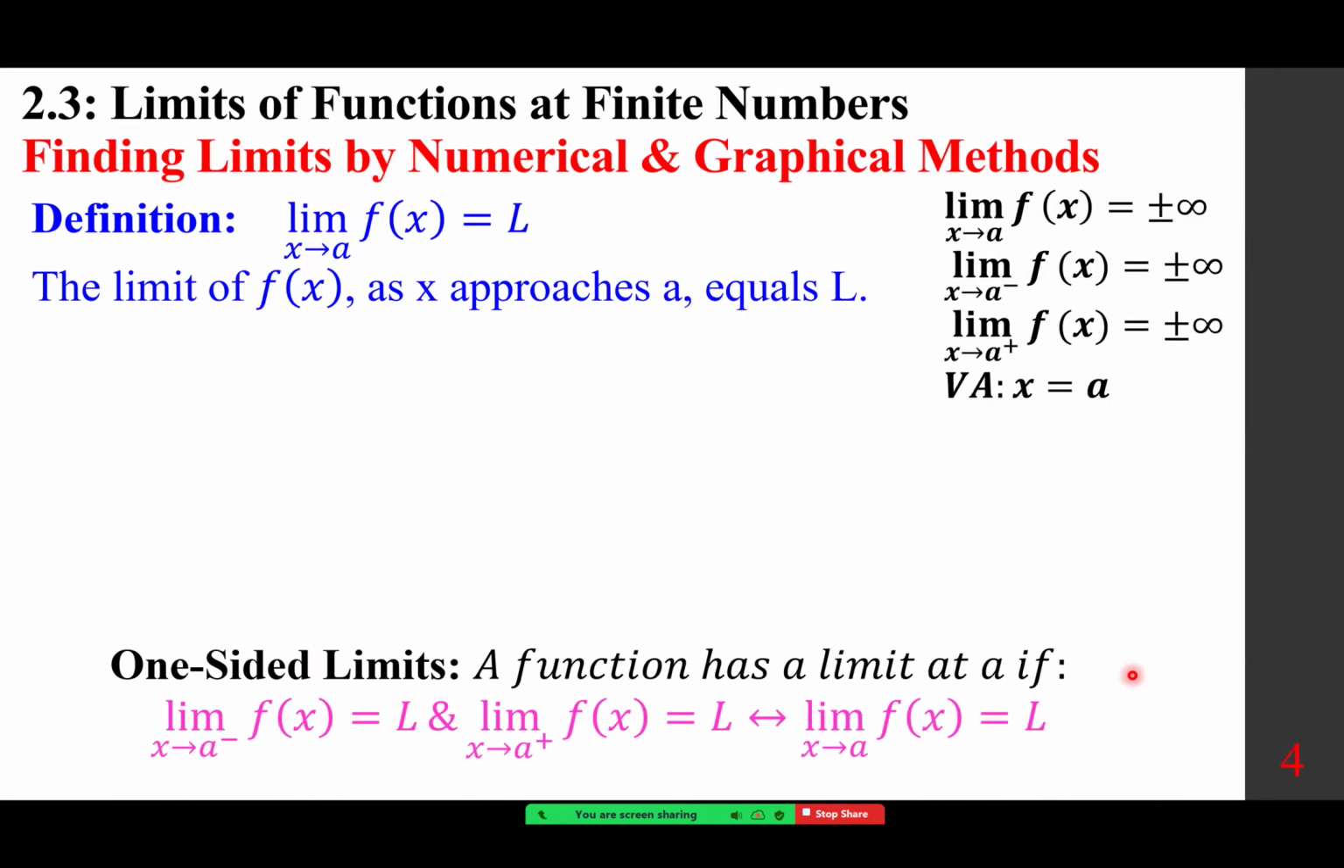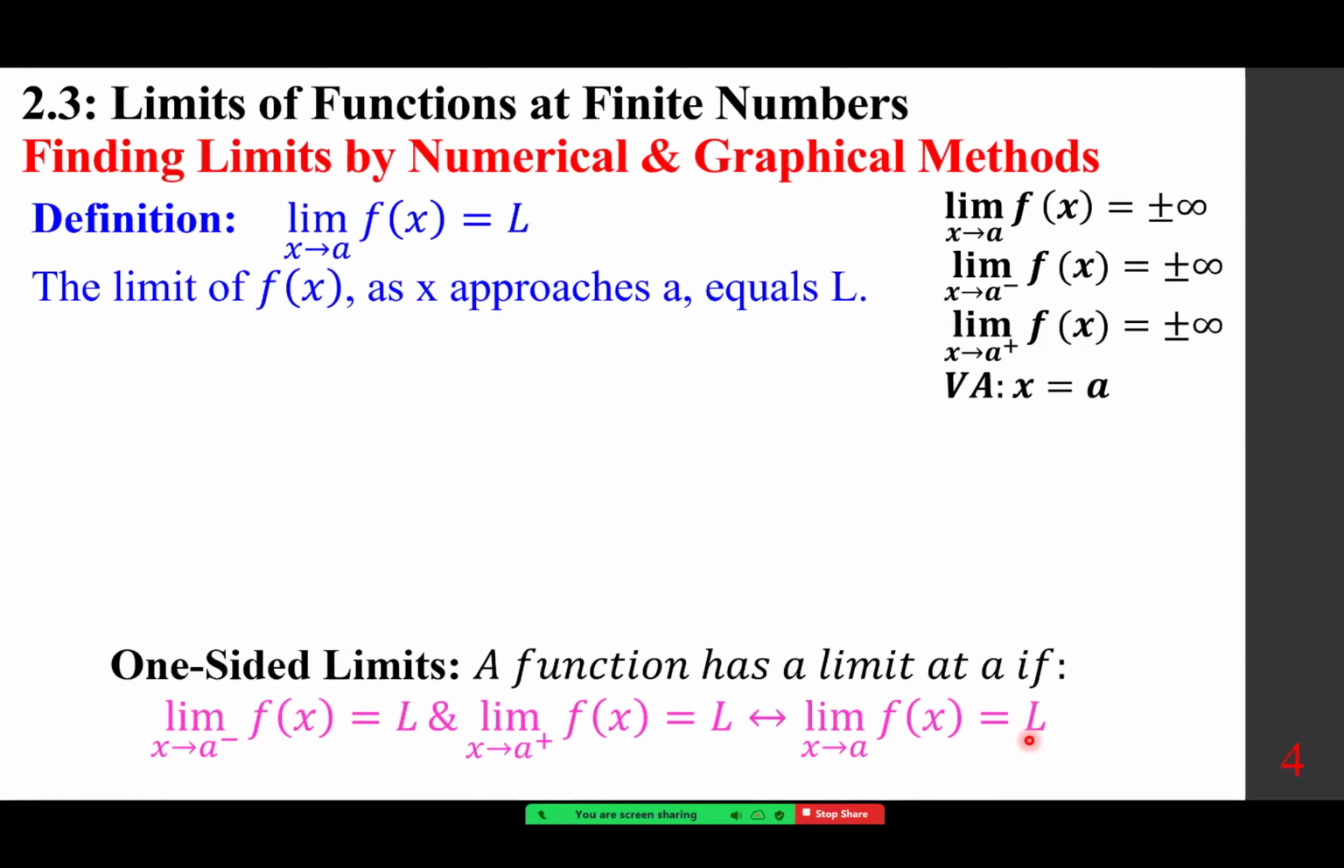The limit of f of x as x approaches a from the left, this is read a from the left, is L. If the limit of f of x as x approaches a from the right is L, then the limit of f of x as x approaches a exists and it's equal to L. If one-sided limits are identical, the limit does exist. Again, we're going to elaborate on that later on.